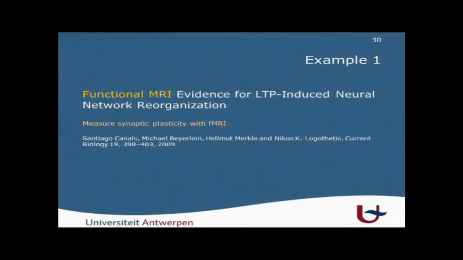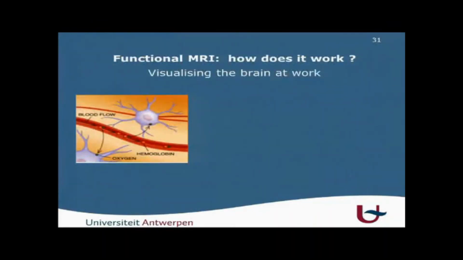The first example I will show you is how functional MRI can be used to visualize long-term potentiation-induced neural network reorganization. I will show the work done in the Logothetis lab in Tübingen, where they actually measure synaptic plasticity with fMRI. First of all, I will explain briefly what functional MRI is.